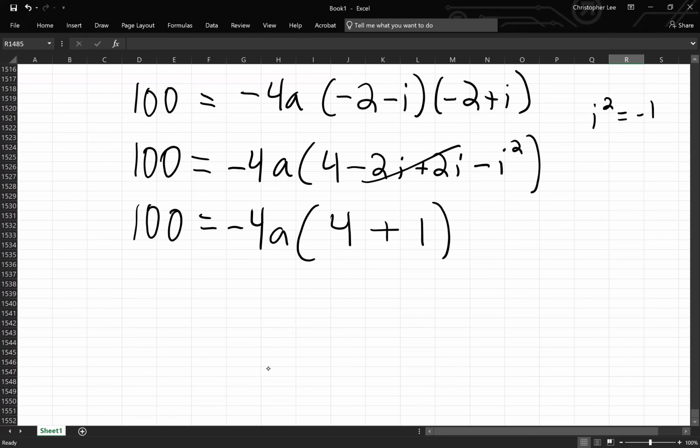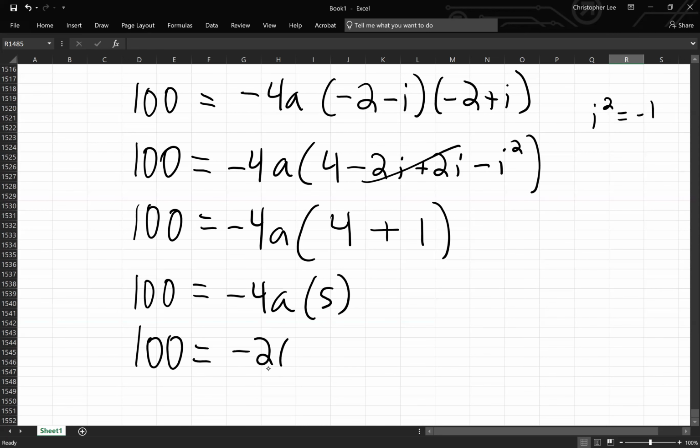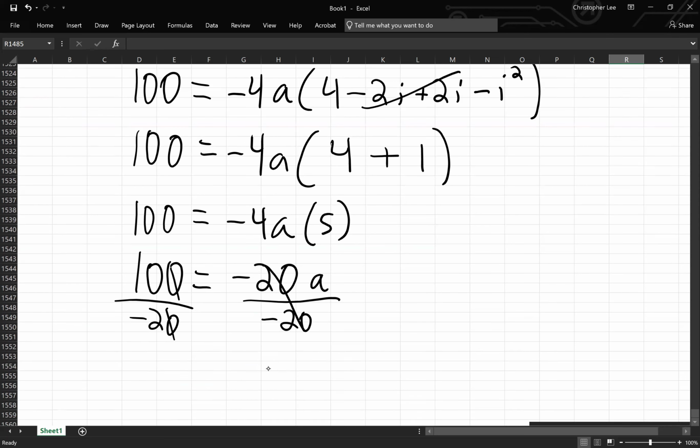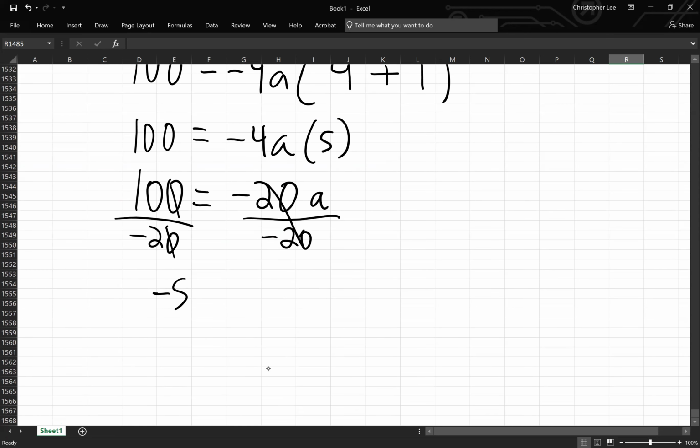4 plus 1, because there's a negative there already. So negative 4a times 5. Combine those up: 100 equals negative 20a. Divide by negative 20 on both sides, kill the zeros. That's negative 5. So negative 5 is equal to a.